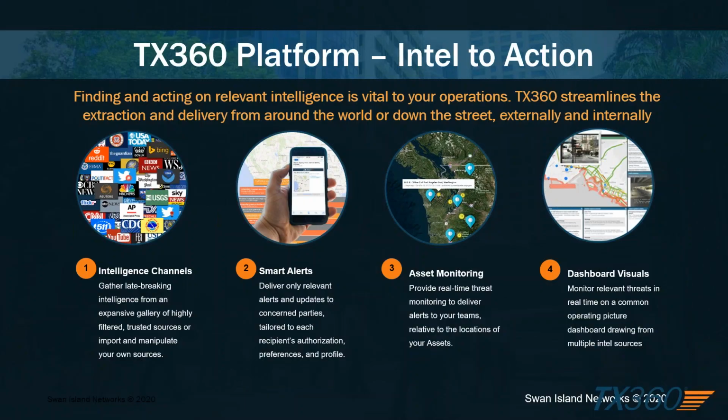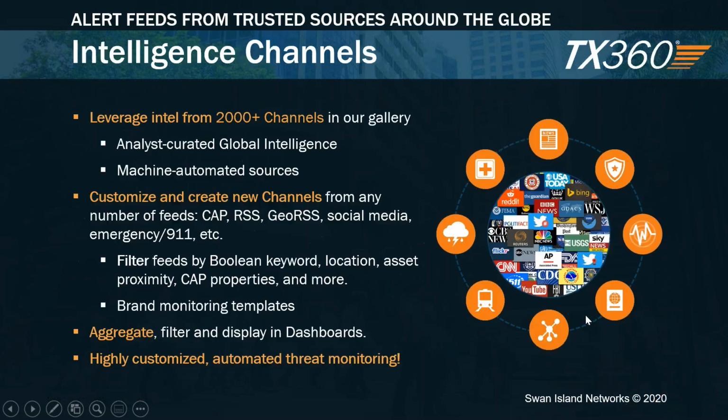So I wanted to give a quick overview of our platform, TX360. It's our tool for global situational awareness and threat monitoring, and it's composed of 4 key pillars. As you see across the screen, this is the intelligence channels. These are the sources of information. Smart alerts, which are targeted email and text alerts. Asset monitoring, which is being able to precisely locate threats around your locations, specifically for your organization. And then dashboards, which provide that visual and shared view of any given situation.